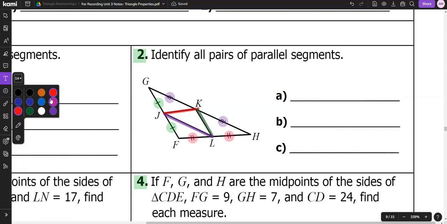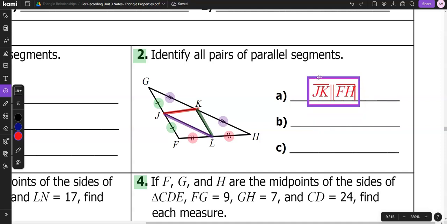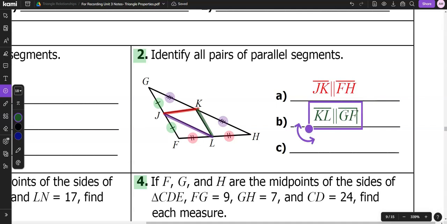So let's look at JK. All right, so segment JK is parallel to segment FH. KL is parallel to GF. And finally, segment JL is parallel to segment GH.